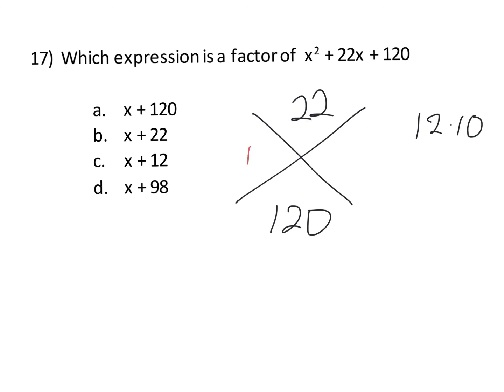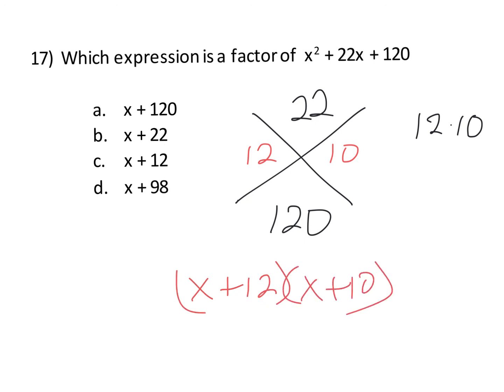So we're just going to put our 12 here and our 10 here. And since we just have a coefficient of 1, we just write this as x plus 12 and x plus 10. So x plus 12 and x plus 10 are the factors, and one of the factors over here is the x plus 12, so you see the answer is C.